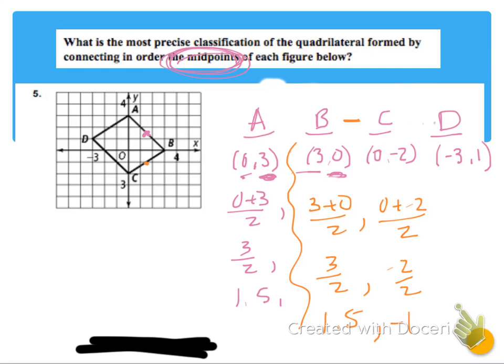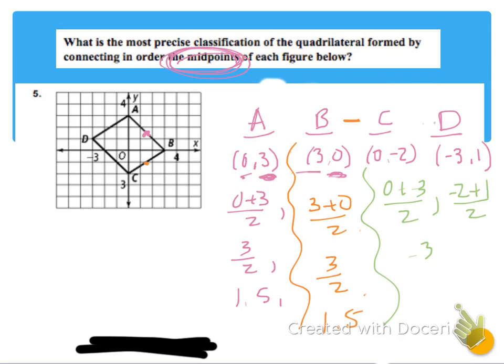So my next one I'm going to do is CD. So this one right here. So I'm going to erase part of this so that I can write. So I'm going to add my x's, so 0 plus negative 3 divided by 2, and my y's, negative 2 plus 1 divided by 2. So I got negative 3 over 2. Negative 2 plus 1 is negative 1 over 2, so negative 1.5, negative 0.5. So I'm going to go left 1.5 and down 0.5, so that's going to sit right about there.